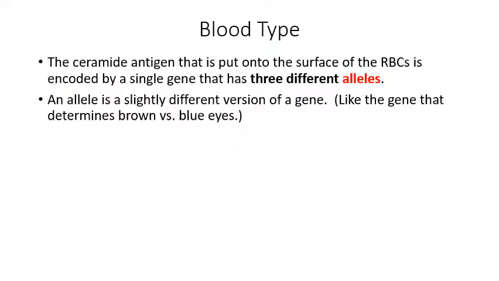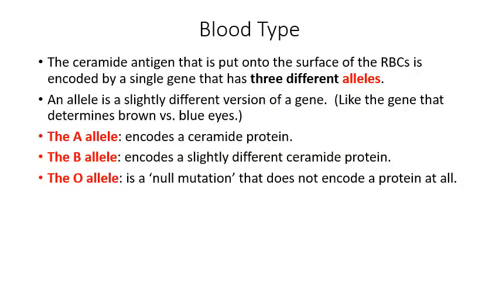All right, so blood type, how does the blood type work? So again, we actually have three different alleles of the gene that makes the ceramide on the surface of the blood cells. Right, a slightly different version of a gene is referred to as an allele. That's why some of us have brown eyes and some of us have blue eyes. Okay, so the A allele codes for a certain ceramide protein. The B allele codes for a slightly different ceramide protein, and the O allele is what geneticists call a null mutation, which means that it doesn't produce any ceramide at all.